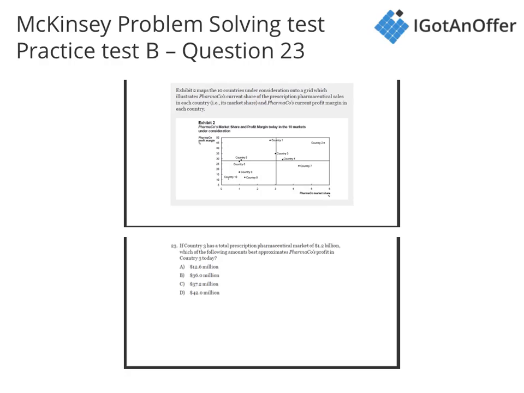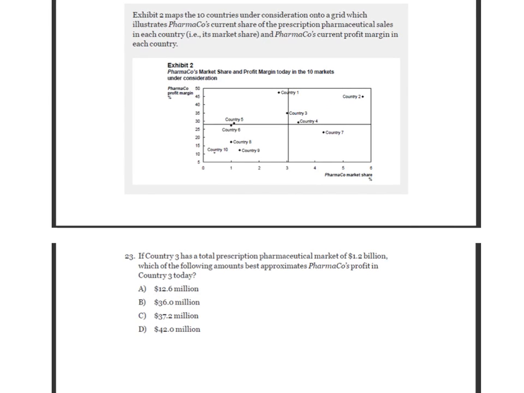Let's look at an example to make all of this more concrete. You have probably already looked at the sample test provided by McKinsey. In question 23 of sample test B, you are asked to calculate profits given market share, total market size, and profit margins. We will come back to the definition of profits and profit margins later. For the moment, suppose all you want to do is to calculate the sales of Pharmaco in country 3.